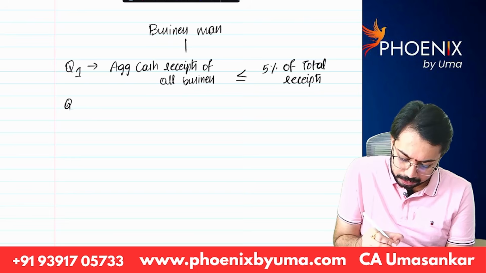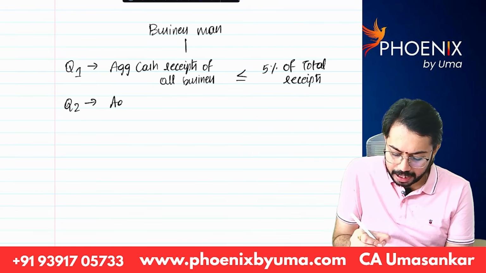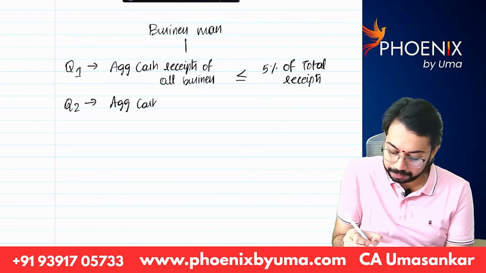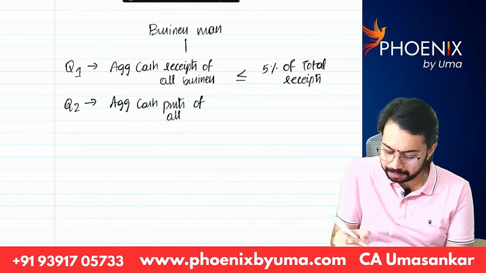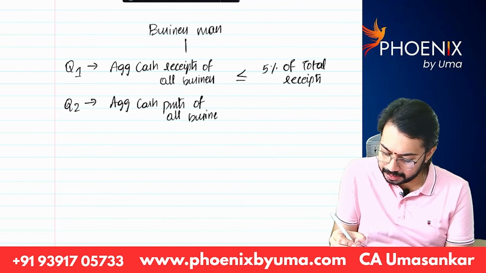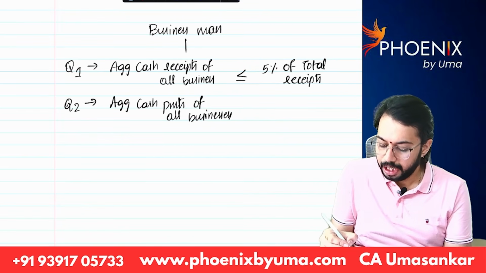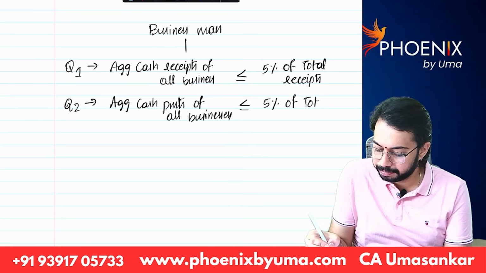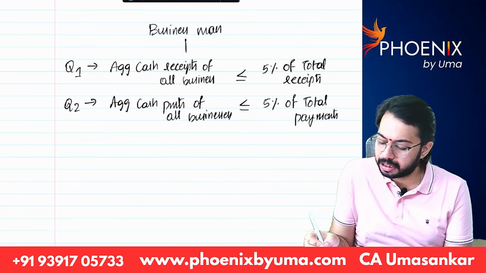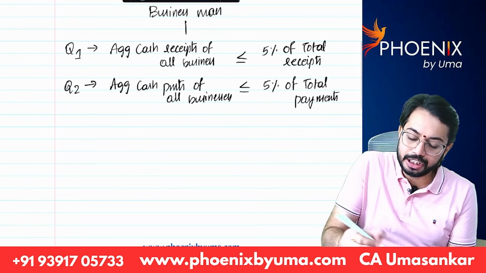Question number 2: aggregate cash payments of all businesses, is it less than or equal to 5% of total payments? You need to ask both these questions. The conjunction is "and".